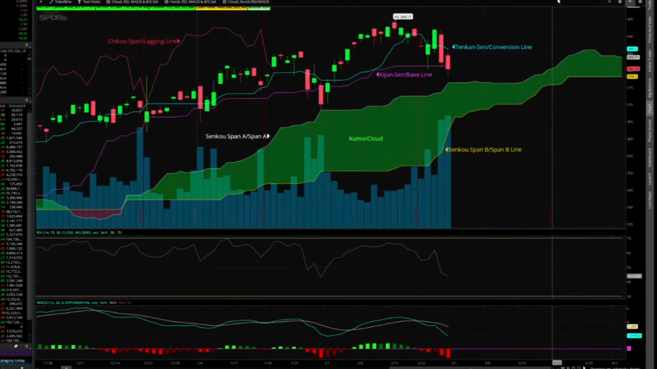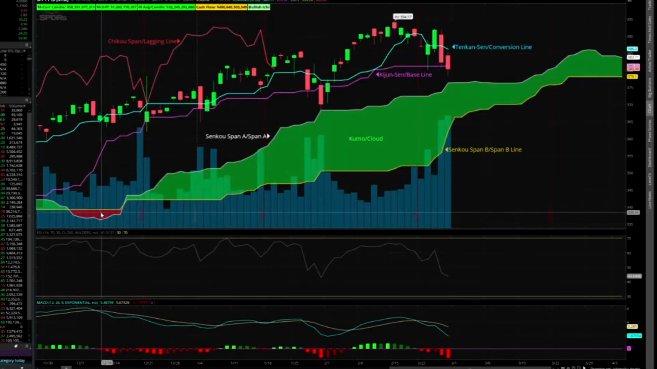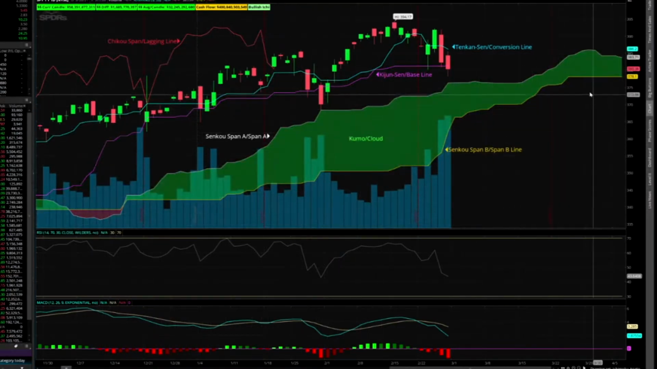So a common question about the span A and span B lines is if it signifies anything when the span A line crosses above the span B line. When the span A line and the span B line cross over each other, it doesn't really signify anything. So when it crosses over, the span A line's on the bottom, span B line's on the top, and the cloud is just red. So it's really all it does.